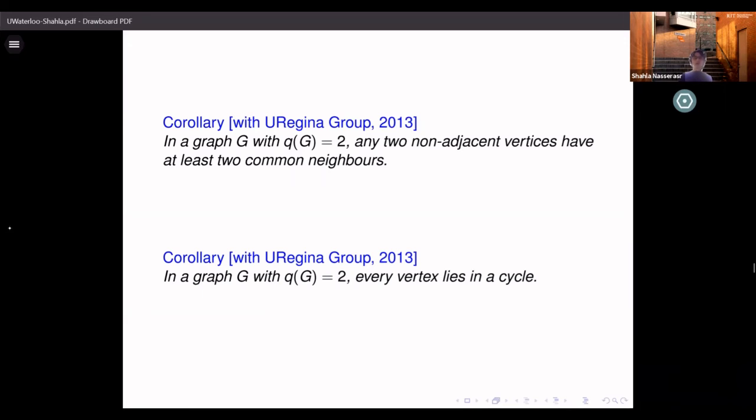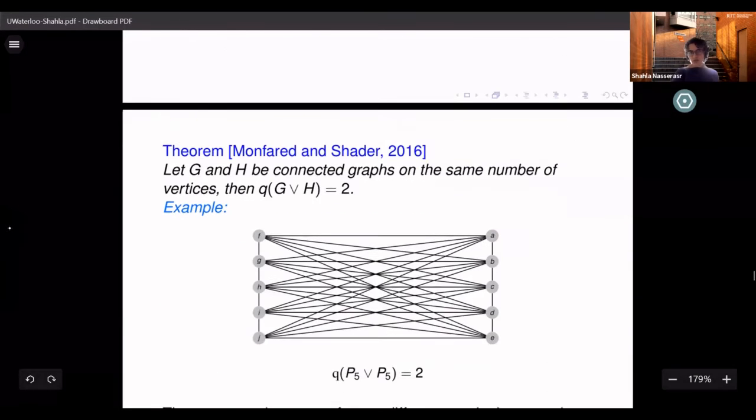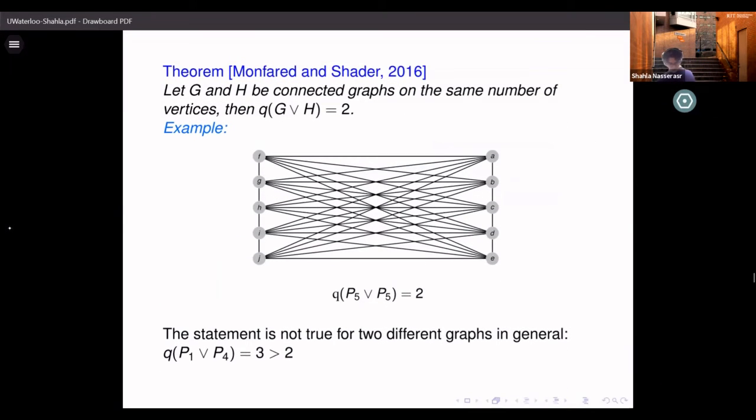So this gives us some other results about the structure of the graphs with Q equals 2. For example, every 2 non-adjacent vertices must have at least 2 common neighbors, or every vertex is in a cycle, or there are no pendant vertices, and so on. So those are a bit about the structure of graphs with Q equals 2.